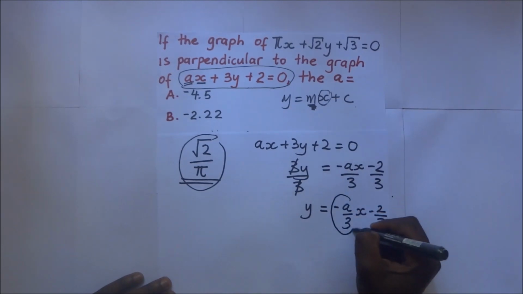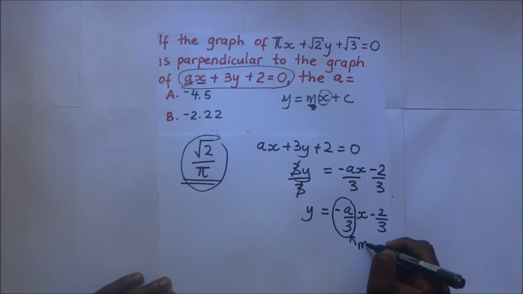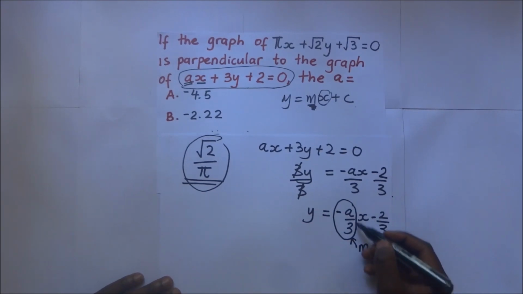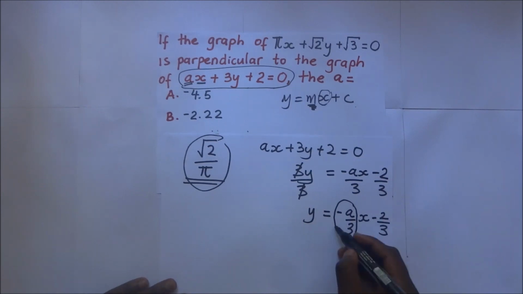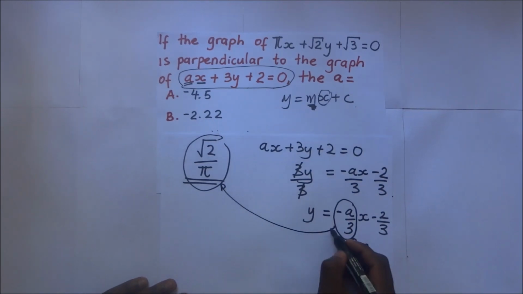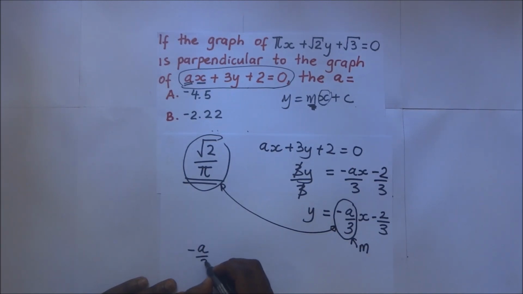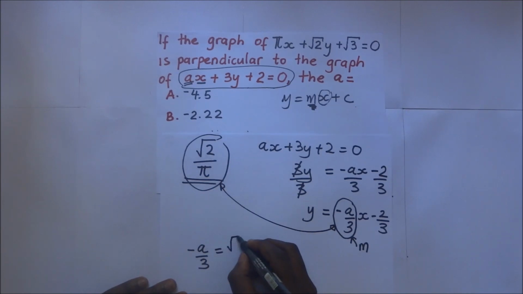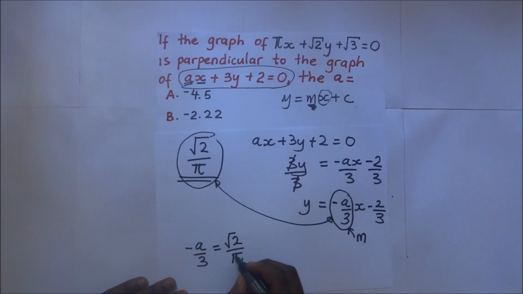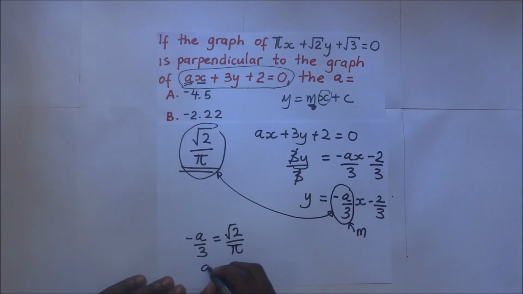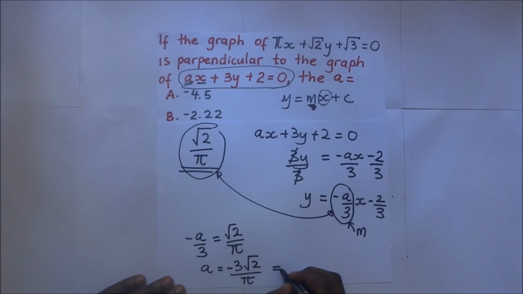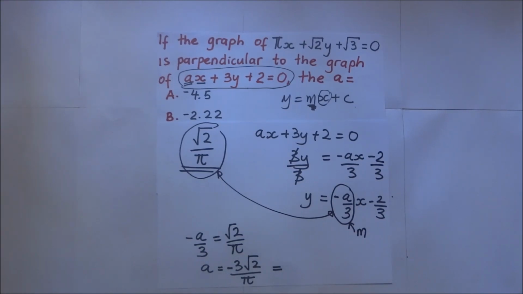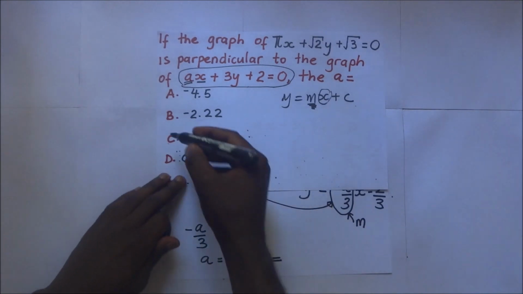So this is our value of m, the gradient. What happens is that we compare this to that, we equate the two, since they are the same, to get the value of a. So negative a over 3 is equal to square root of 2 over pi. When we make a the subject of the formula, a becomes 3 times the square root of 2, divided by pi, and this is negative. And of course, when you compute that, you're going to end up with this answer, C.